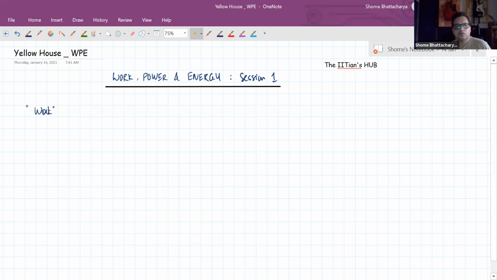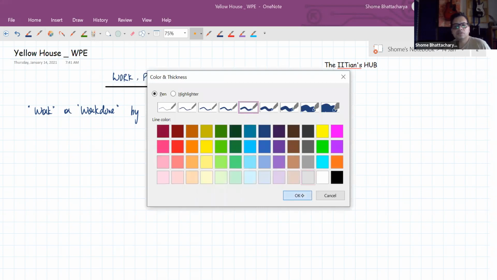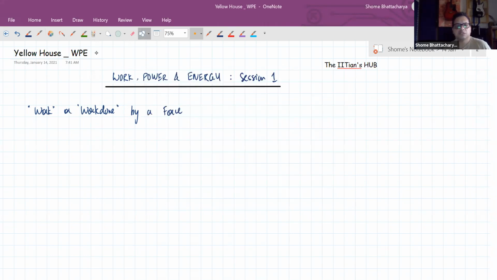So let's start with the first definition and the absolute basic, which is work done, or work done by a force. Again, this particular quantity we will be seeing in different types of situations. The first and most simple situation in which we'll see the definition of work done by a force is where the force we are talking about is a constant force.